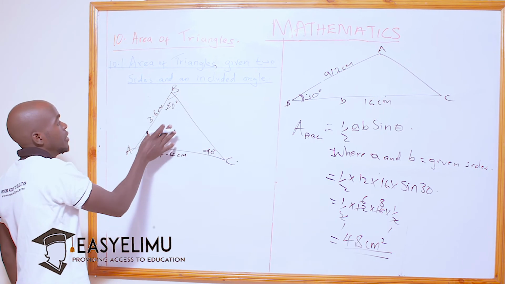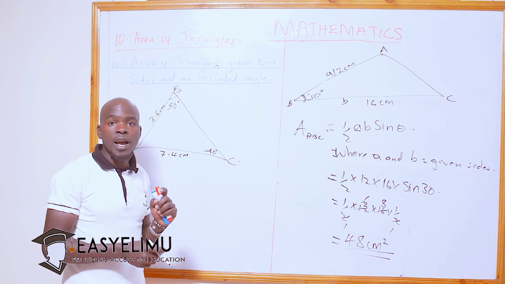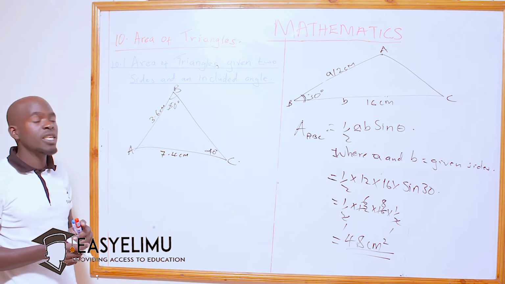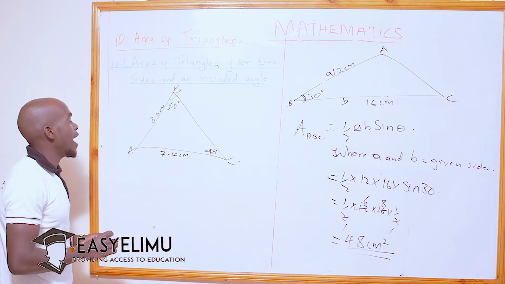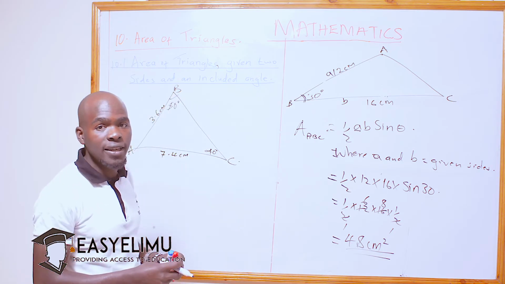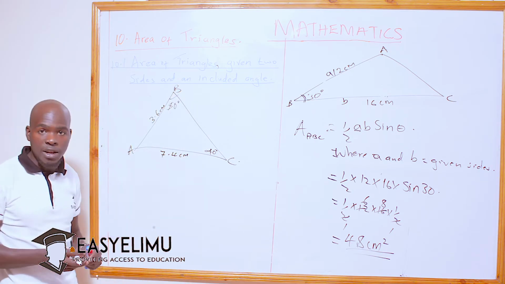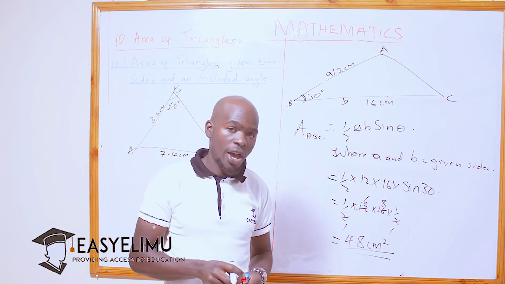Now we have this triangle here with angle ABC 80 degrees, angle ACB 40 degrees, and the angle BAC unknown. You have been given the side AB as 3.6 centimeters and AC as 7.4 centimeters. Here you are required to find the area of that given triangle.